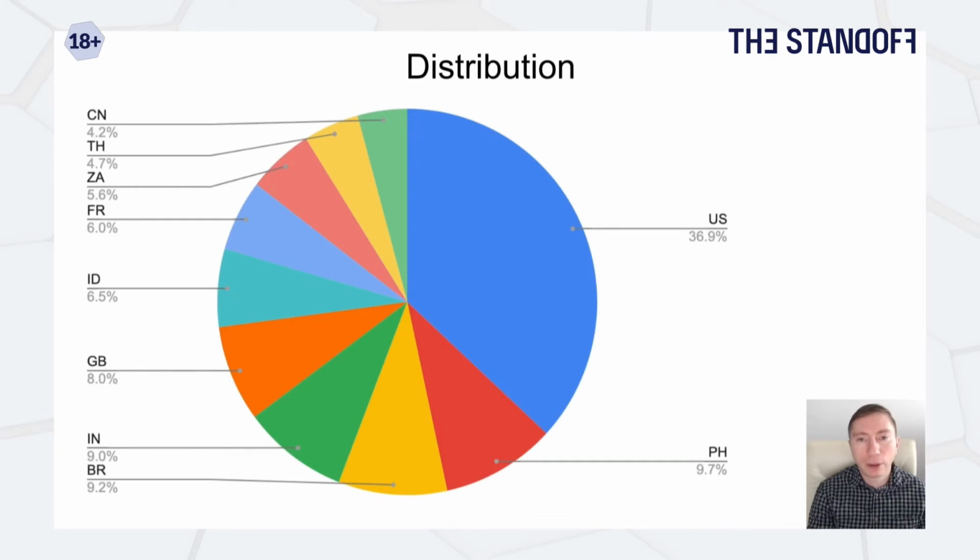As a country distribution, we have the US in first place with close to 1/3 of those IPs. Then we have the Philippines, Brazil, India, Great Britain, and China with only 4.2%. So this looks to be something more prevalent in the US.